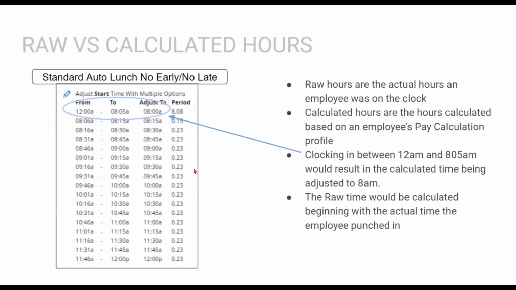Raw hours are the actual hours an employee was on the clock. So like for me today, I punched in about 7:30. From 7:30 until 5, I will have been here 9.5 hours. That's going to calculate to be my raw time. The calculated hours are the hours calculated based on an employee's pay calculation profile. It's going to calculate my time as starting at 8 a.m., not 7:30. And I also have an hour unpaid lunch. So even though I have 9.5 hours on the clock as raw time, it's going to calculate my pay for the day at 8 hours.